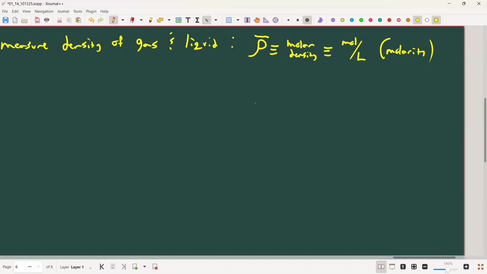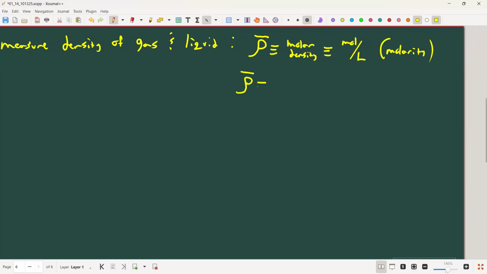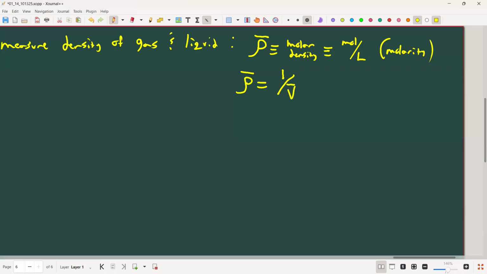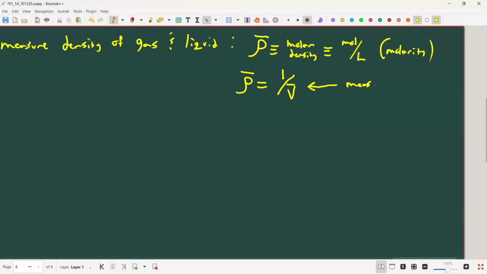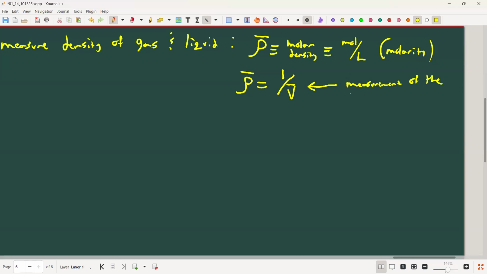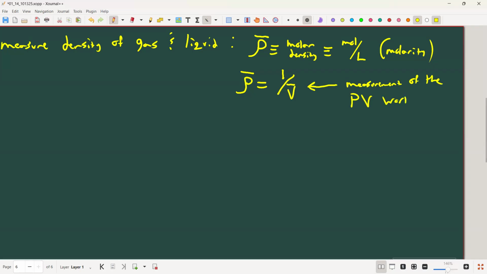Then the density is proportional, of course, to the molar density times the molar mass. We have to delete the molar mass out. The molar density is equal to 1 over the molar volume, right? Liters per mole, right? And this is a measurement of the PV work done by the system. Right? Why would we want to do that?